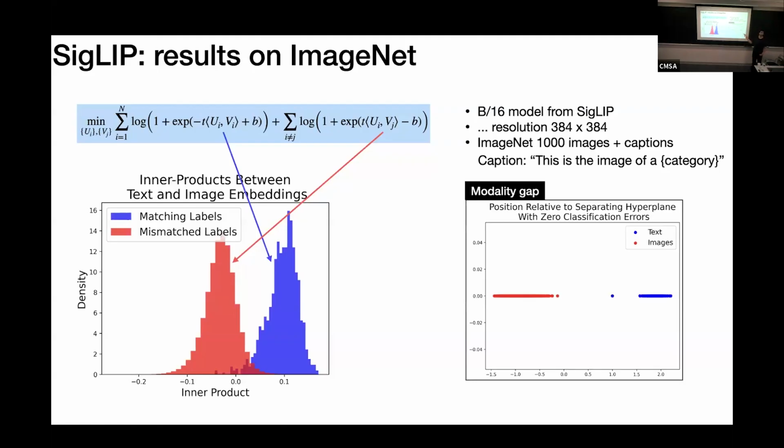This also has a modality gap, the SigLIP on the ImageNet dataset. Here's a projection onto one dimension, and this demonstrates that there's a separating hyperplane where all of the text lies on one side, and images lie on the other side. So this modality gap is very much present for SigLIP.